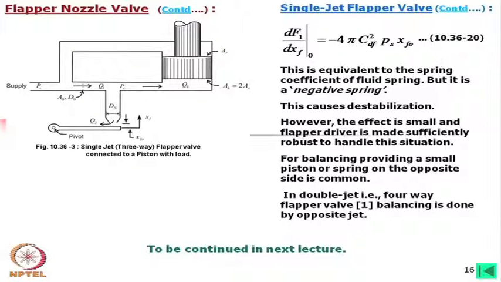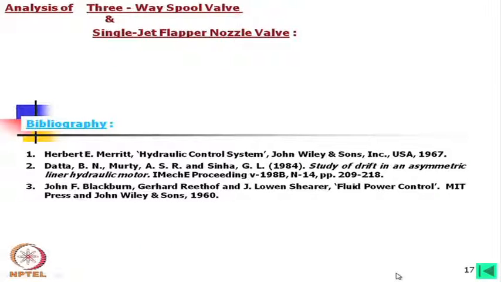Now, we shall discuss more about this flapper nozzle valve in the next lecture. For this lecture, mostly I have taken material from Merritt's book, Hydraulic Control Systems. Also, particularly to know about the drift, this paper is important. So, you can go through this paper, and there are some general ideas from the book of Blackburn, Reethof and Shearer. Thank you for listening.